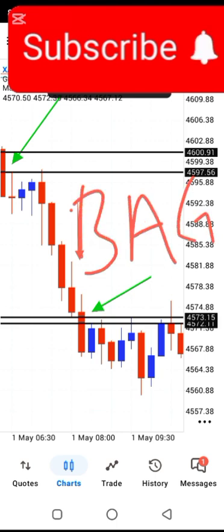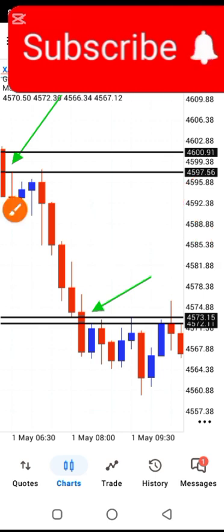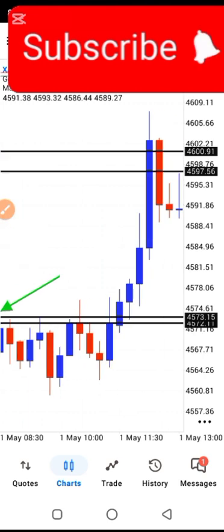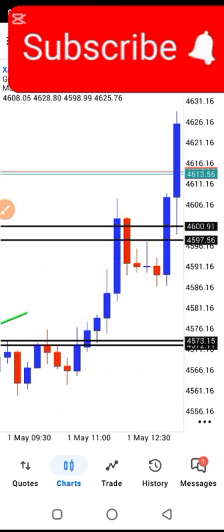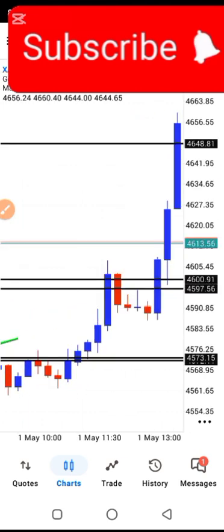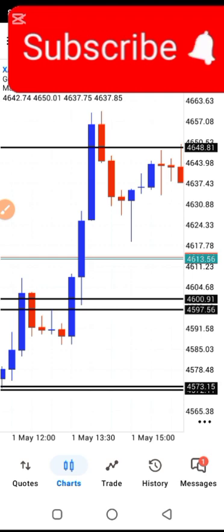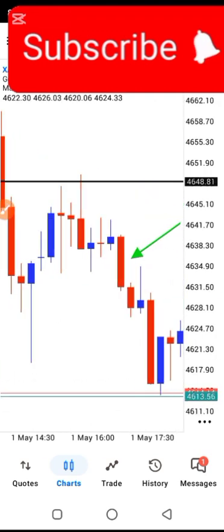Now to the last type of fair value gap, which is also known as BAG, which simply stands for breakaway gap. This is when the third candle closes beyond the second candle. I think I marked one out like that.